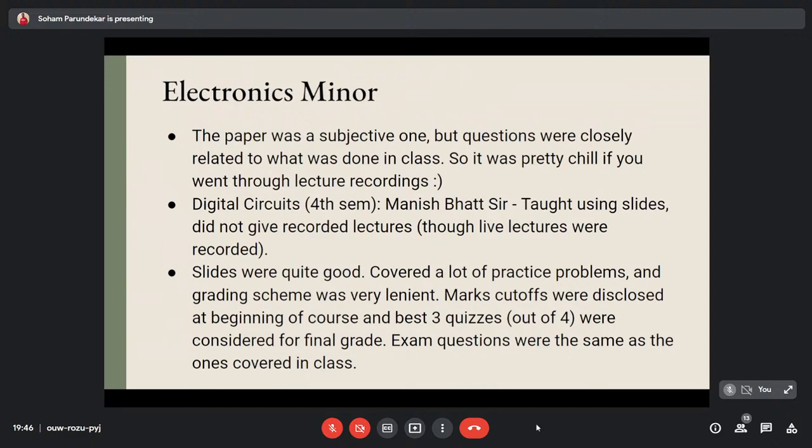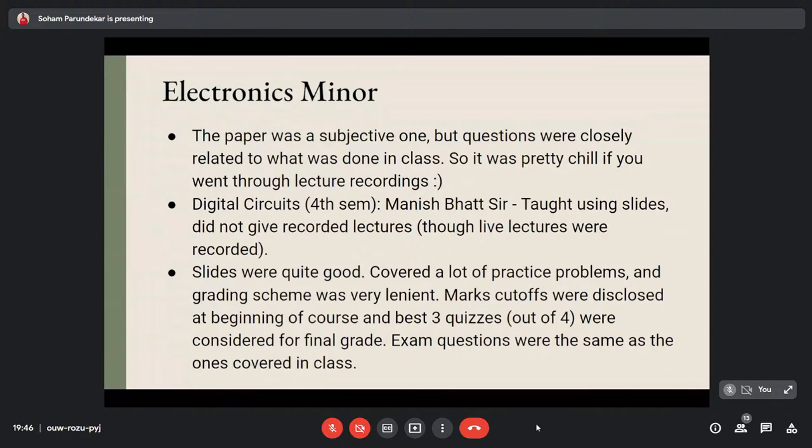Manish sir is very chill. And he was quite lenient too. He provided slides. The lectures were not recorded, but live doubt sessions were recorded. So his slides were quite adequate for learning. And also the questions in quizzes and exams were directly from the lectures.